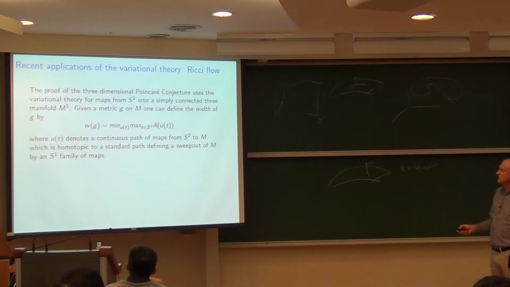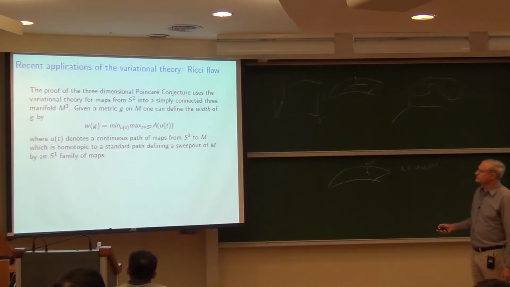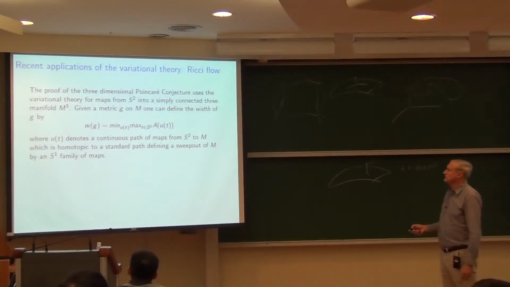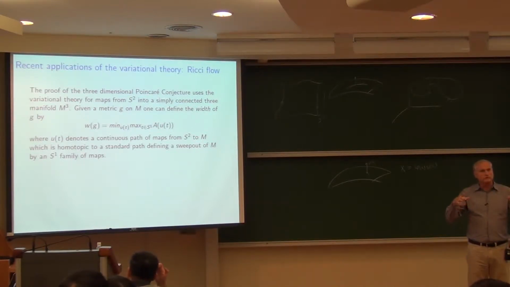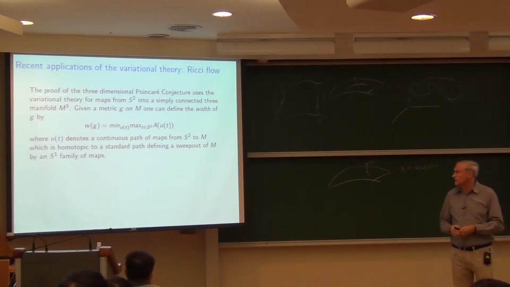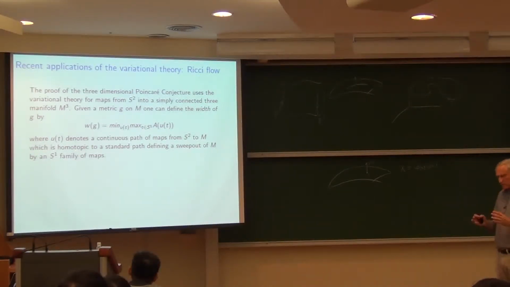So if we start with a simply connected 3-manifold, we put a metric on it, we can define what Colding and Minicozzi called the width. So we can look at S1 families of maps of S2, which are non-trivial families, which generate the fundamental class of M. And then we can maximize the area of the family, and then we can minimize over all such families. And so this should produce, if we were on the standard 3-sphere, the equatorial 2-sphere. So in general, we can define, as a function of the metric, the width.